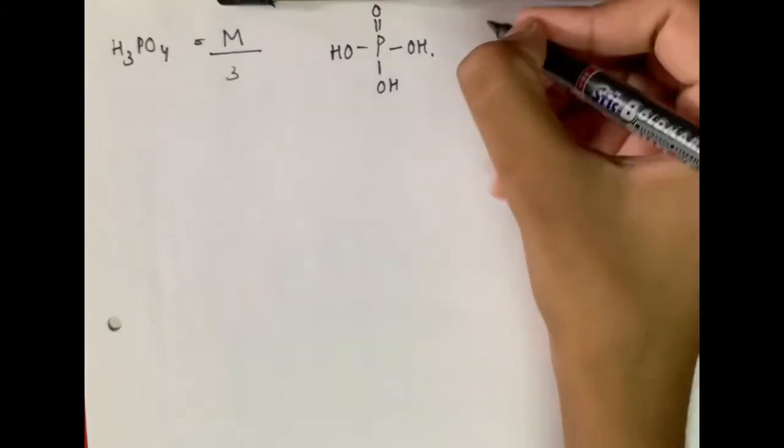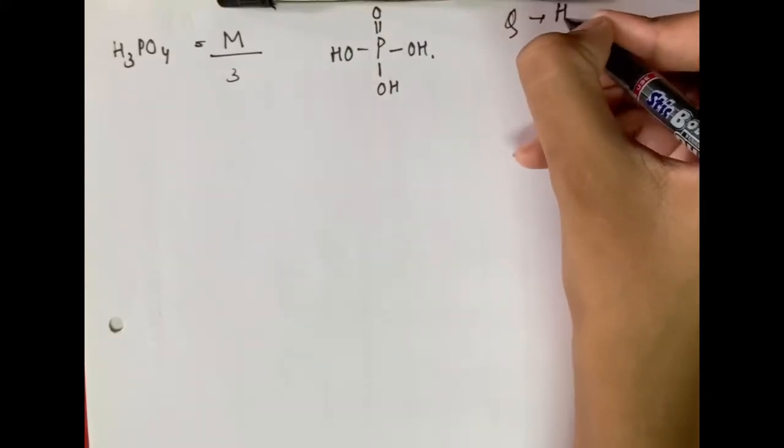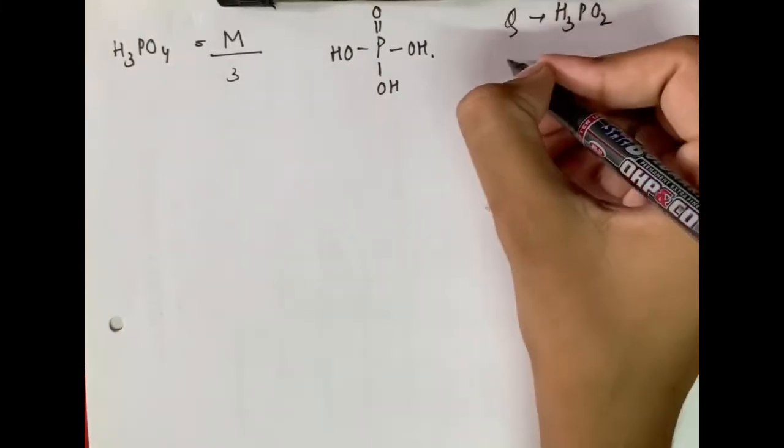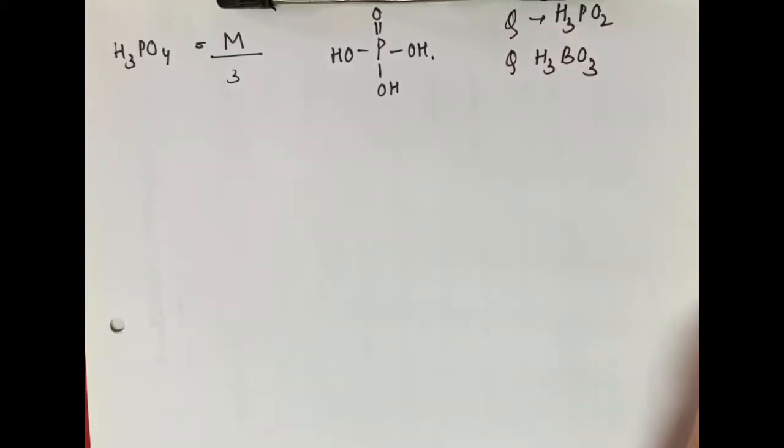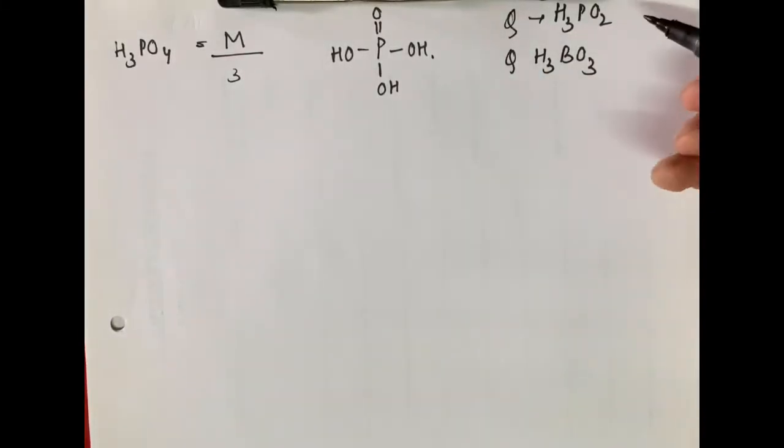Similarly, in case of H3PO4, the equivalent mass is M by 3. I want all of you to answer the equivalent mass of H3PO2 and H3BO3. Make sure that you mention the answer in the comment section below.